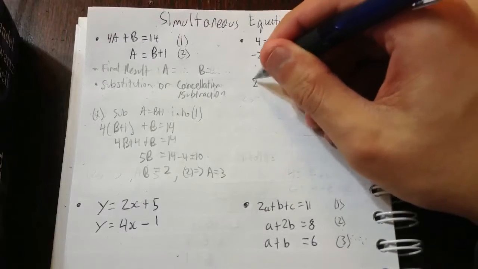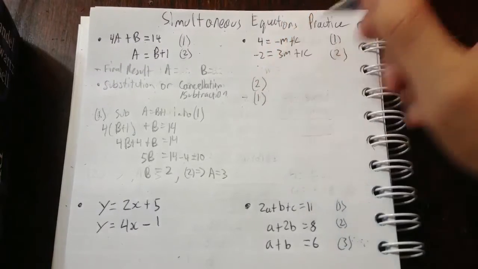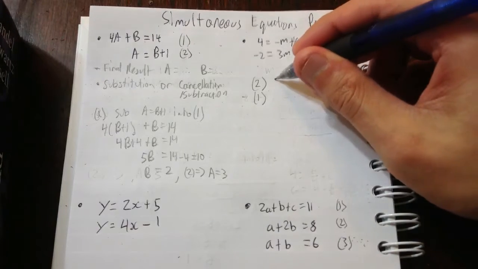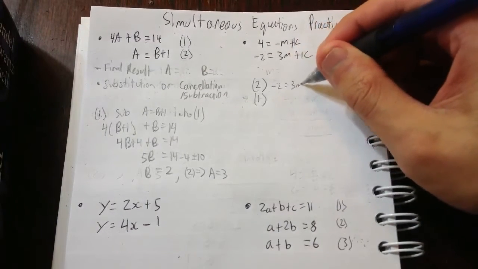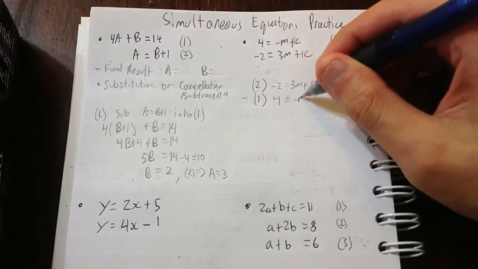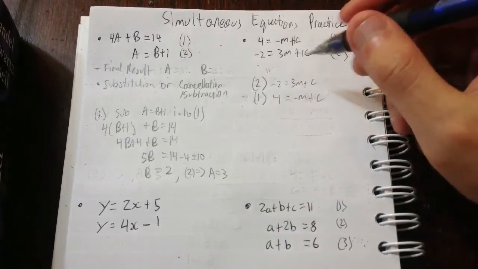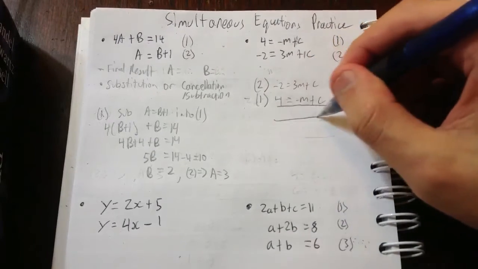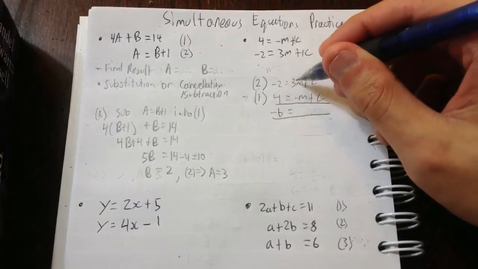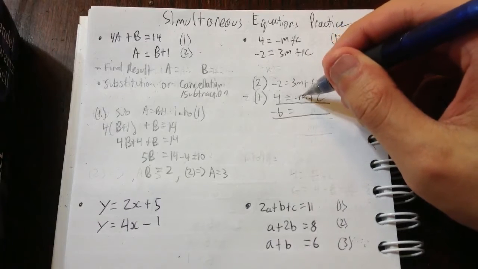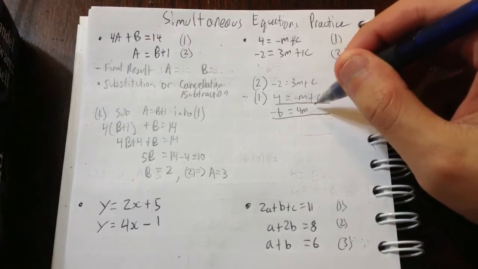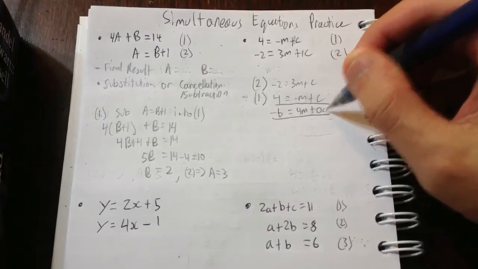So let's do it here. I'm going to do 2 subtract 1. You could do 1 subtract 2, but I like using the bigger number to subtract the smaller number. So minus 2 equals 3m plus c, and 1 is 4 equals minus m plus c. So let's subtract them. Minus 2 minus 4 equals minus 6. 3m minus minus m becomes 3m plus m equals 4m. And c minus c equals 0, 0c.